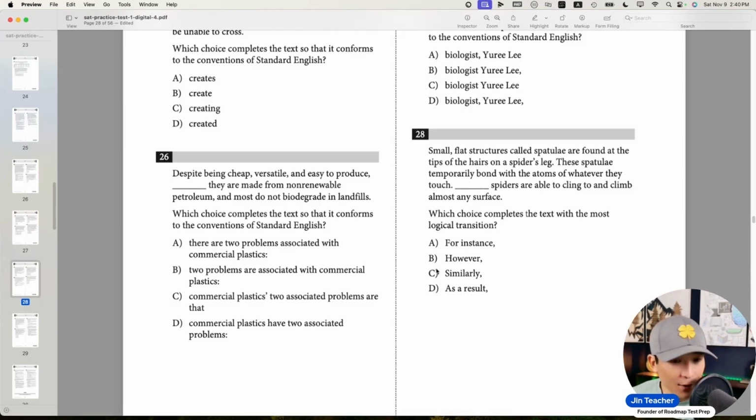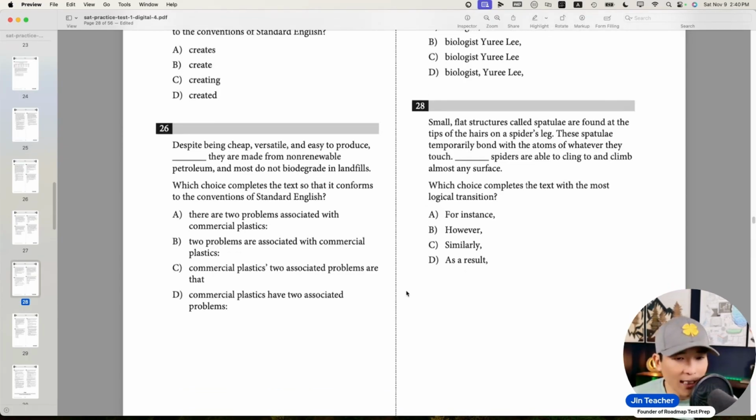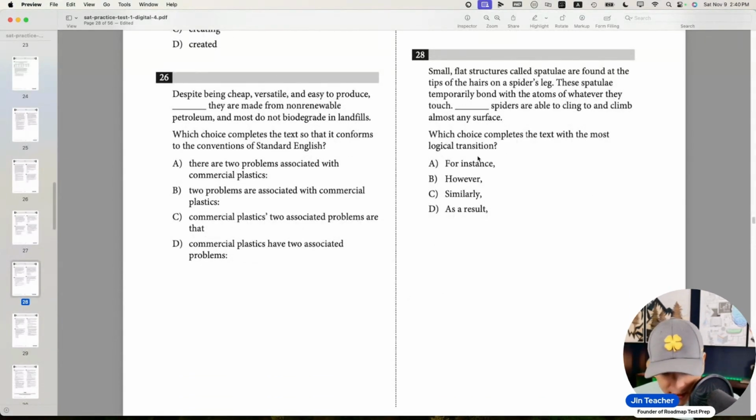So that's a great video to watch for those of you who are having trouble with commas. Question number 28. I notice this is a transition question. Again, this is one of the only types of grammar questions that I won't read, that I won't plug in when I'm reading the passage, because I don't need to.